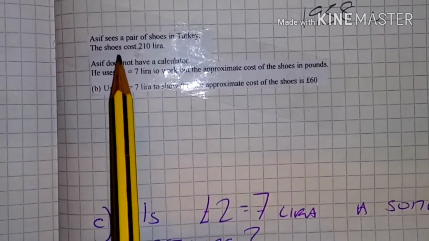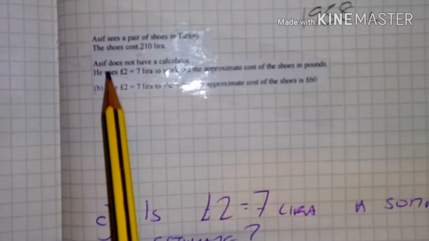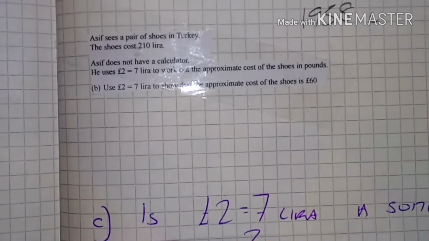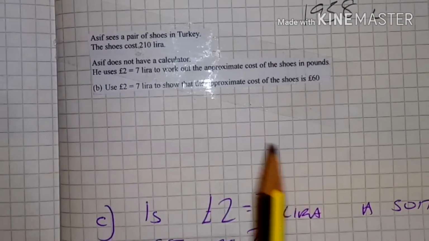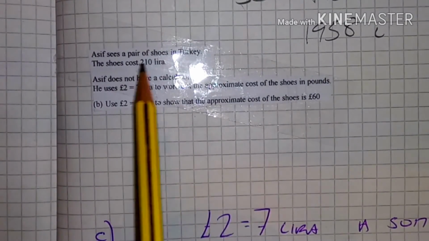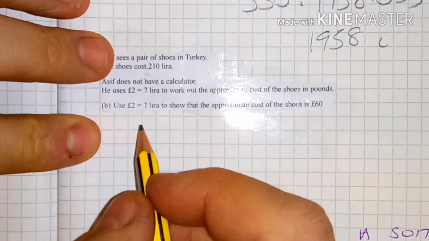Okay, Ariss is buying a pair of shoes in Turkey. The shoes cost 210 lira. Ariss does not have a calculator. He uses £2 equals 7 lira to work out the approximate value of the shoes in pounds. Use £2 equals 7 lira to show the approximate cost of the shoes is £60. Right, Ariss does not have a calculator, you do. You can still use a calculator to do this.